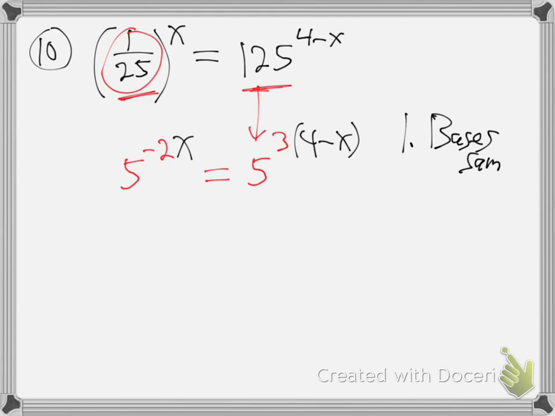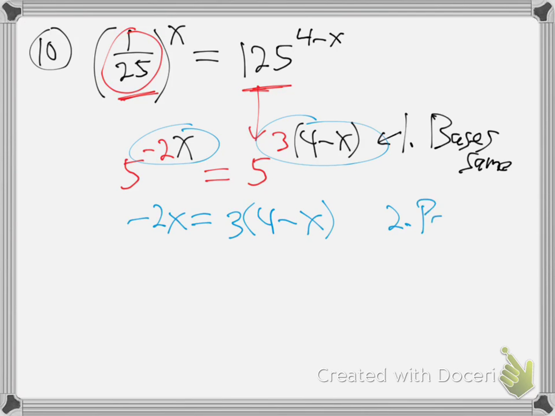Base is the same. So that was the trick part. That 1 over 25 is 5 to the negative 2. Negative powers flip things. So now we say, okay, this power and that power have to be equal. So minus 2x is 3 times 4. So that's step 2. Powers equal, right?